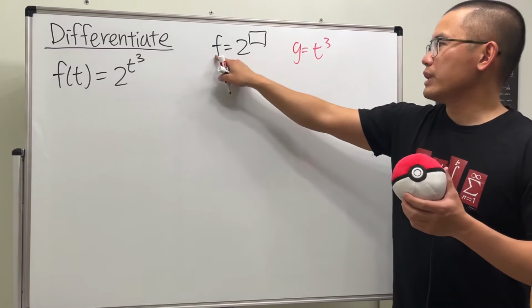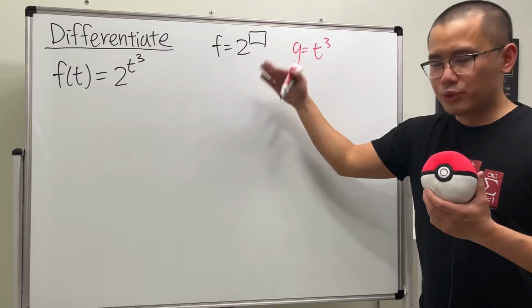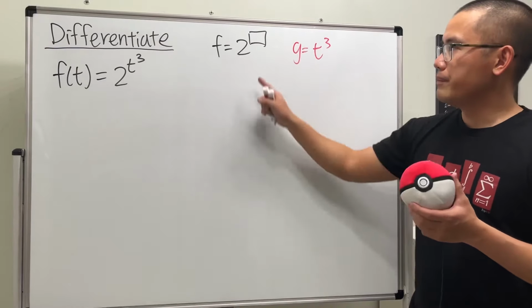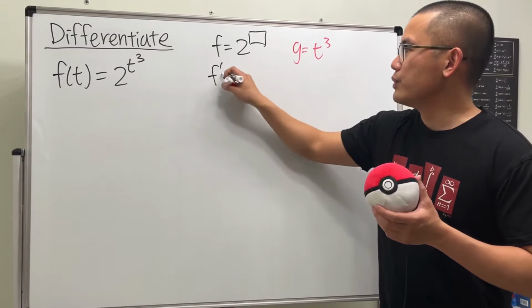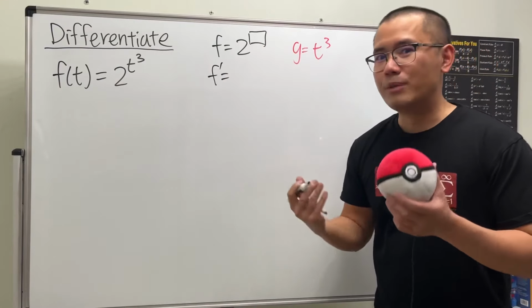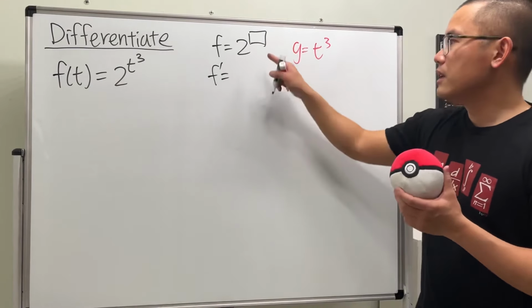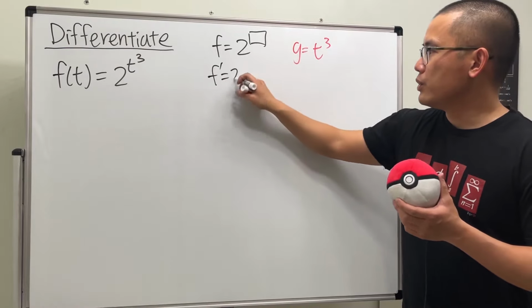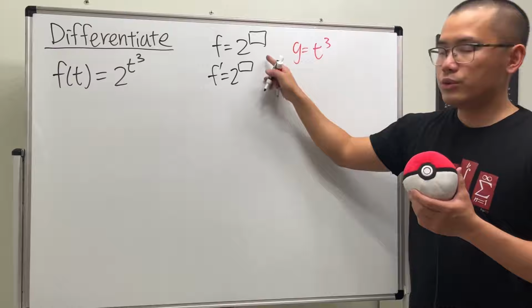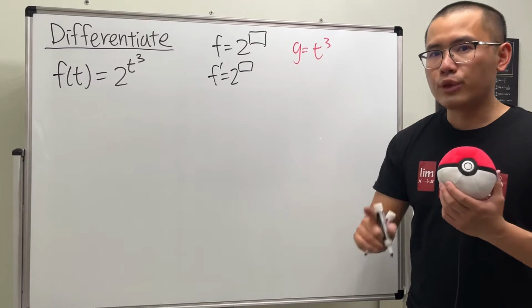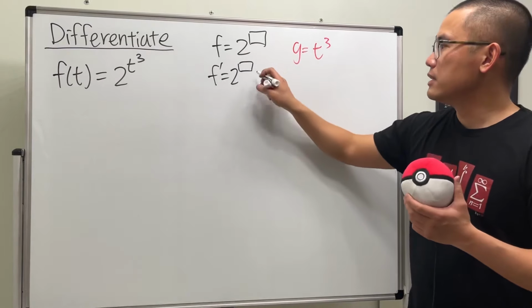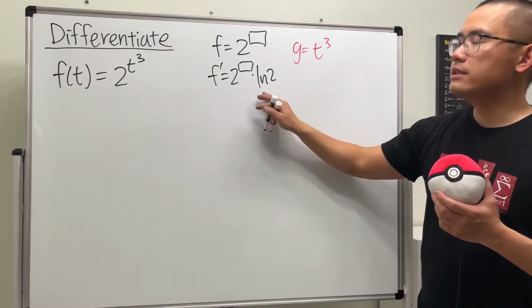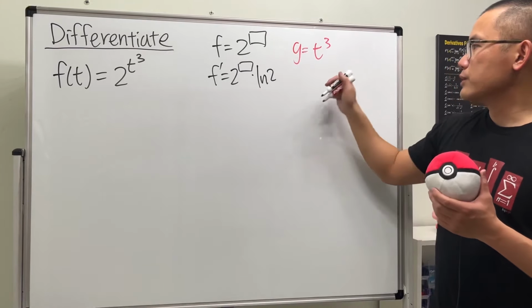And again, if you don't want to write down a little f and little g, just keep track, that's fine too. But anyway, what's the derivative of 2 to the box? Well, you have to remember your exponential derivatives. The derivative of 2 to the variable right here, we will get 2 to the same thing, so 2 to the box, but we have to multiply by ln of the base. So we multiply by ln2, right?